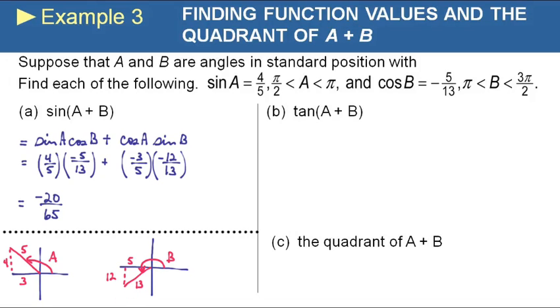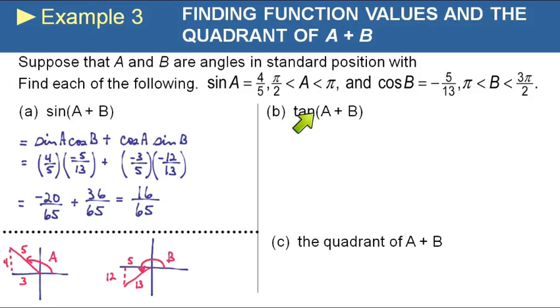Alright, now 4 times negative 5 is negative 20, and the denominator is 65. Negative 3 times negative 12 is positive 36, and the denominator is 65. So to add these two fractions, we do negative 20 plus 36, and that is 16 over 65.